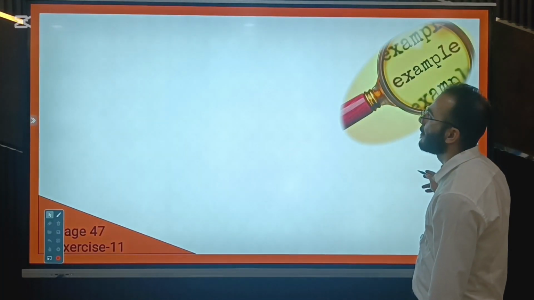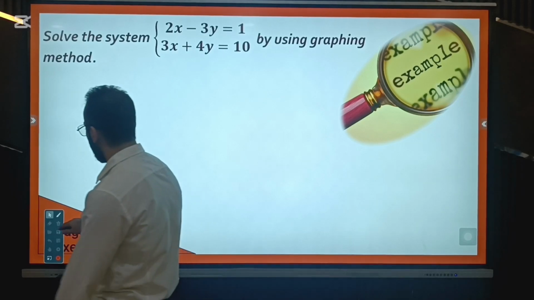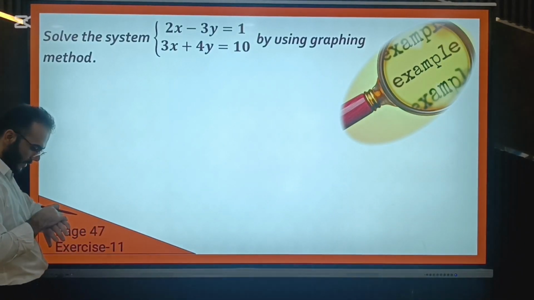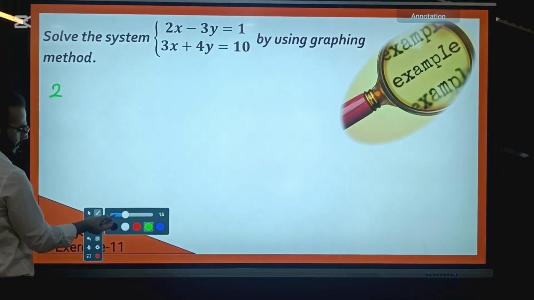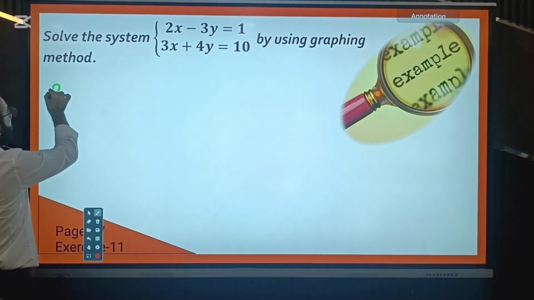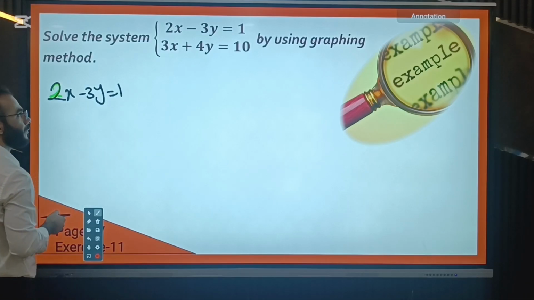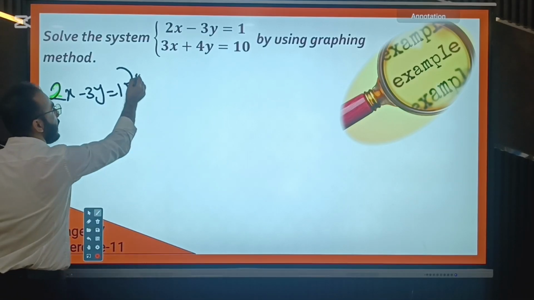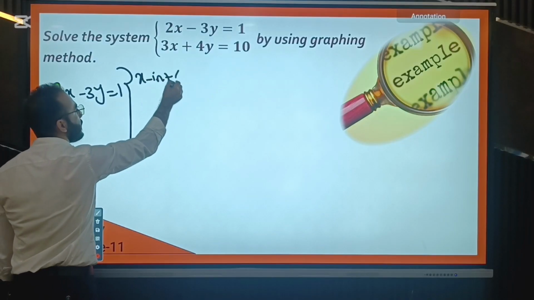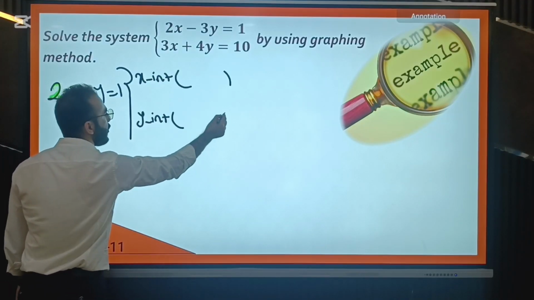So the next question, page 47, exercise 11. The same thing. Graphing again. Well, for graphing, we said bring each equation. So 2x minus 3y equals 1. And we need to find the x-intercept and y-intercept. How are we going to do it?